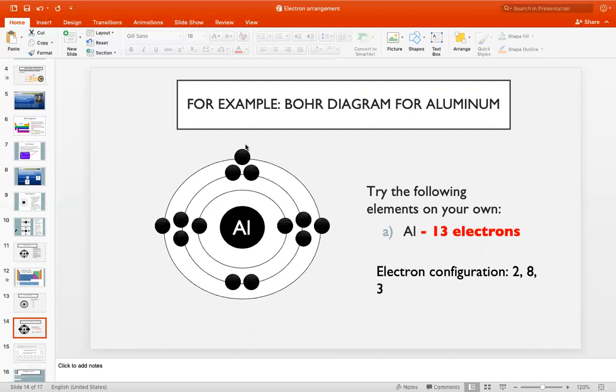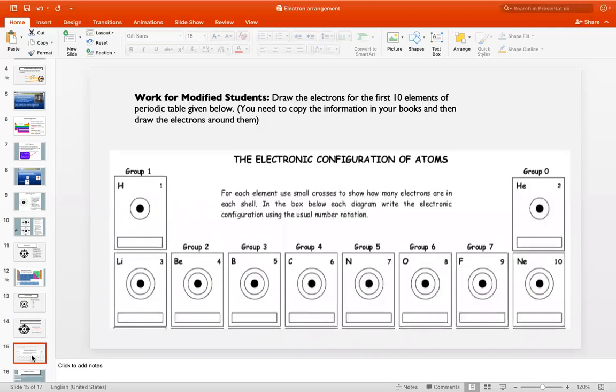The good thing is to always write the configuration first. So you know the first one will go 2, comma, the second one will have 8, and it has 13, so the remaining is 3. Like that. So for modified students today, I just want you to do the first 10 elements, and it's given here. It's pretty much done for you.